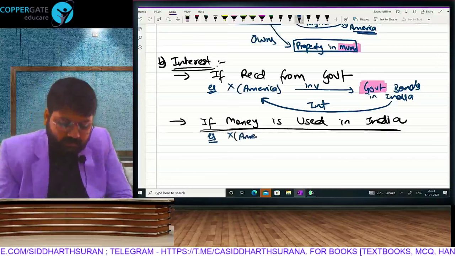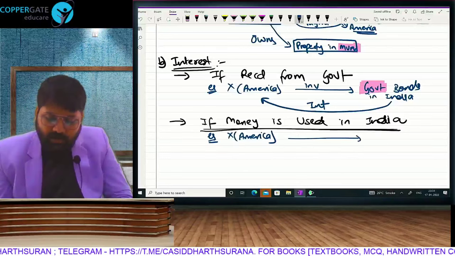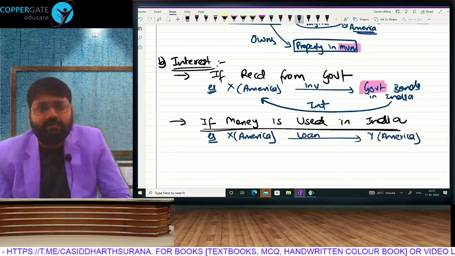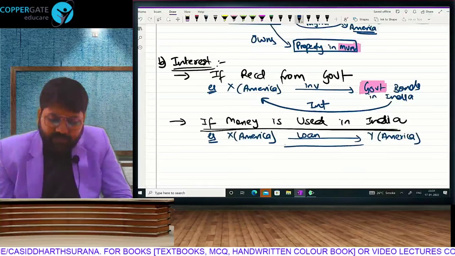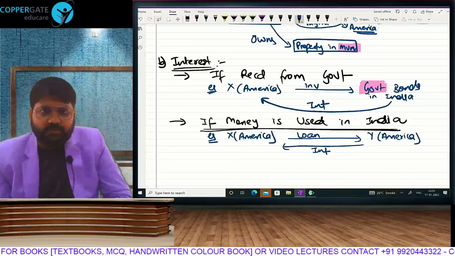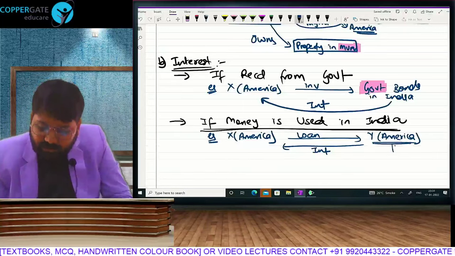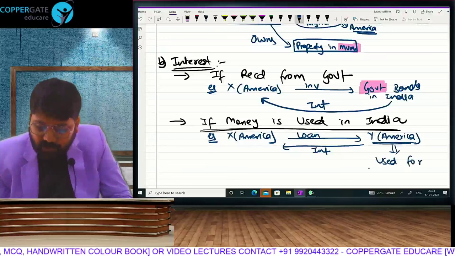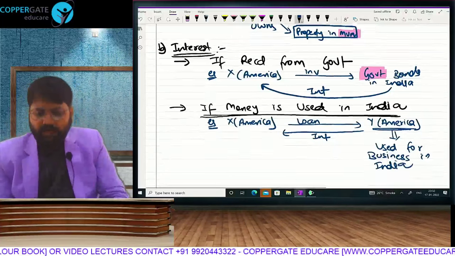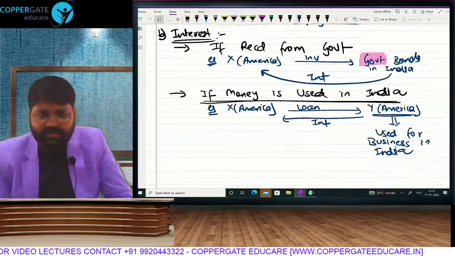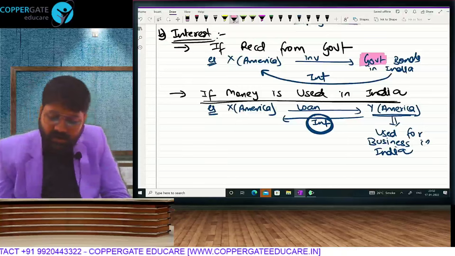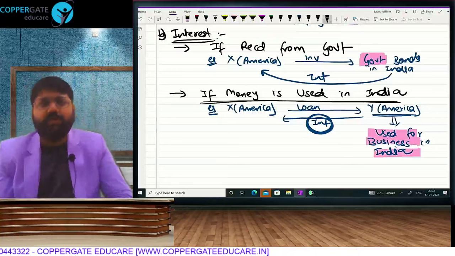X is in America. He has given a loan to Y, again in America. That means, can I say Y will pay him interest? Yes or no? This loan money Y has used for business in India. The loan money has been used by Y for doing business in India. Then this interest income will be deemed to accrue or arise in India because the money is being used for doing business in India.